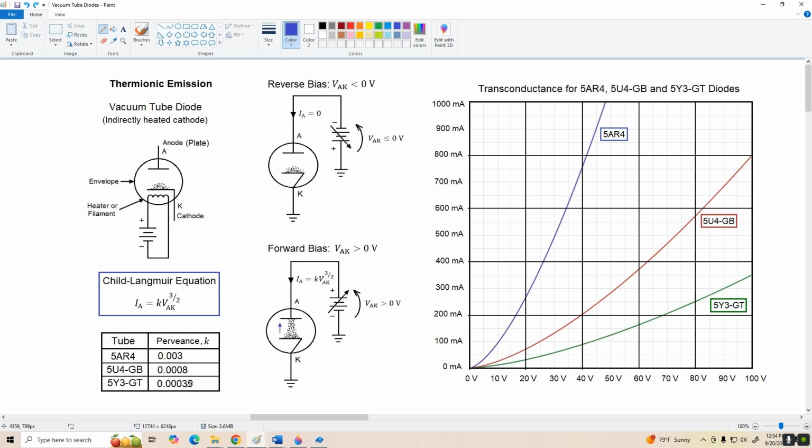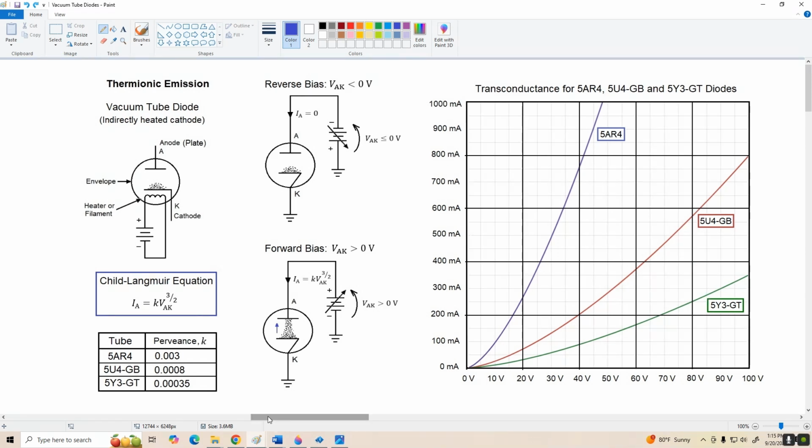And the 5Y3GT has a K value of about 0.00035. Over here on the right, I've graphed these three different K values for those tubes. And you can see that for a given voltage drop across the tube, the 5AR4 carries much more current. So it's a more efficient rectifier or diode than the 5U4GB or the 5Y3GT.